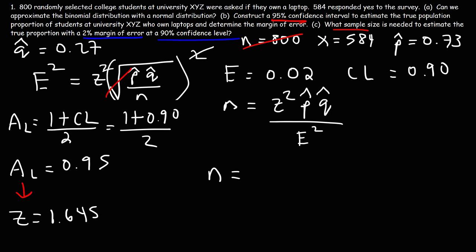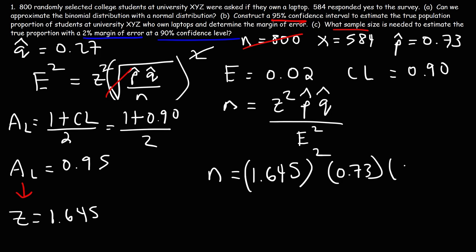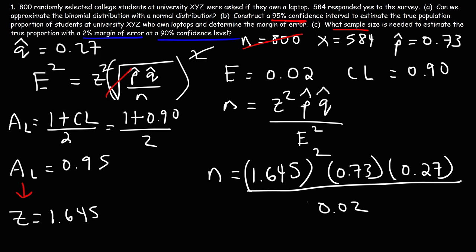Now we have everything that we need to calculate the sample size. So z is 1.645. Don't forget to square it. Now p hat is 0.73, q hat is 0.27, and E, the error, is 0.02. Don't forget to square that as well. So go ahead and type this in: 1.645 squared times 0.73 times 0.27, divided by 0.02 squared.